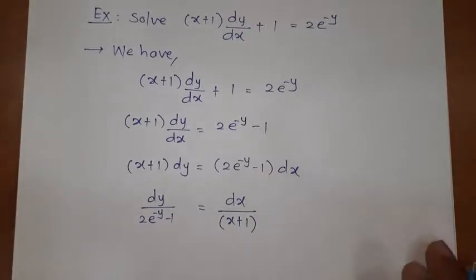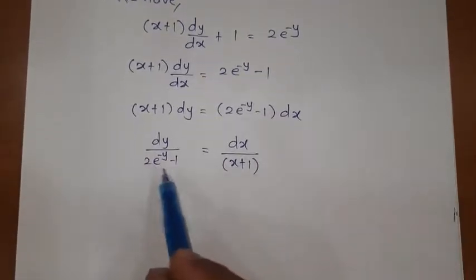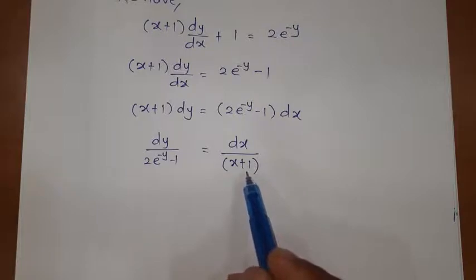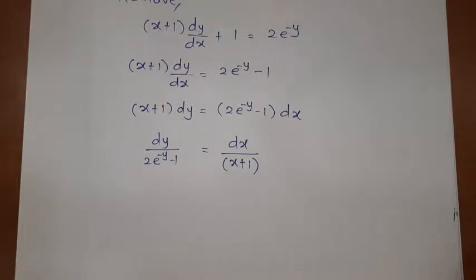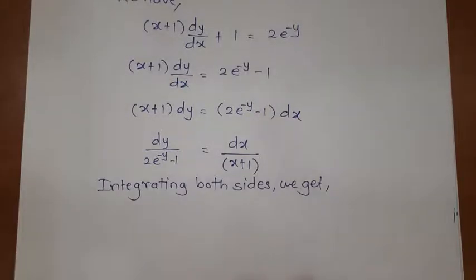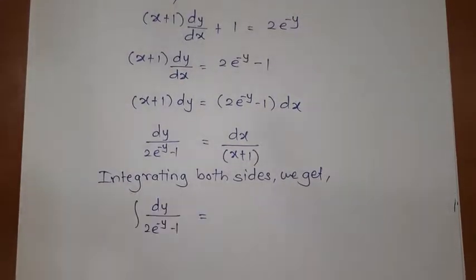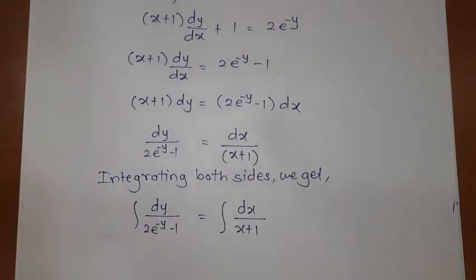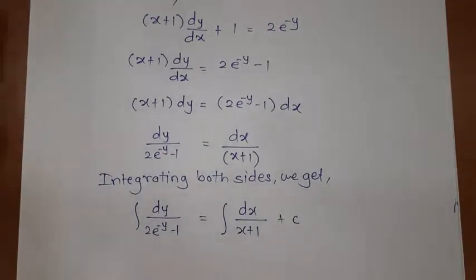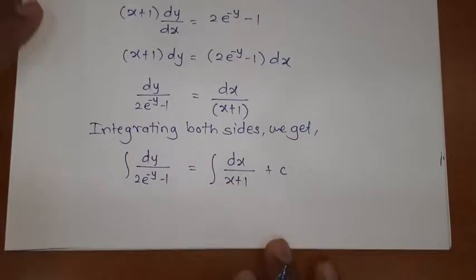So that means here all terms of dy on one side, all terms of dx on another side. So now this is variable separable type and I can take integration of both sides. Integrating both sides, we get integration of left hand side, and now we'll take integration of right hand side plus constant of integration c.